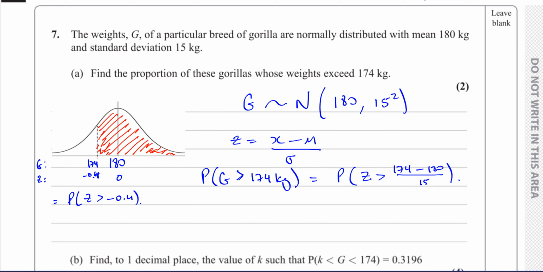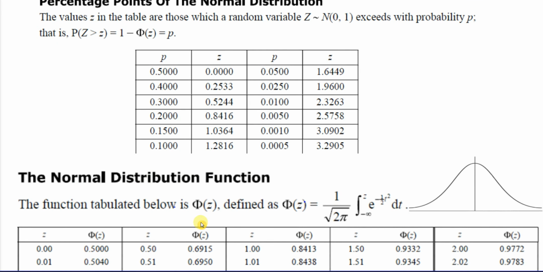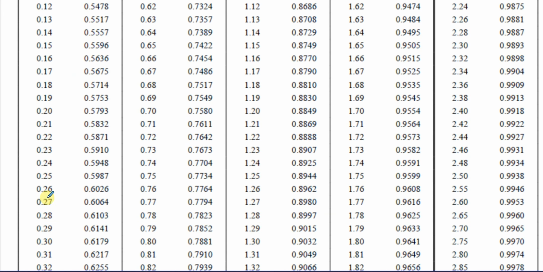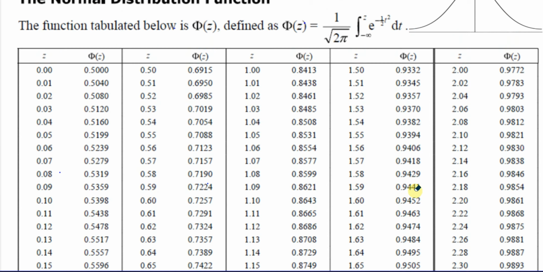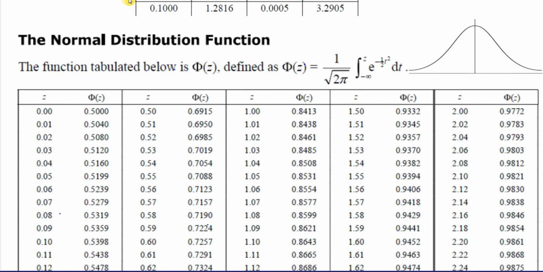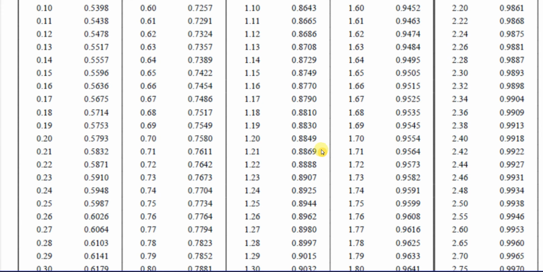Now, unfortunately, we don't have a negative 0.4 here. The Z values we have only start from the positive side. The Z values start from 0 and they go that way. So we don't have negative 0.4 for Z. This is the Z axis. We don't have that in our tables. So what do we do to solve that situation?